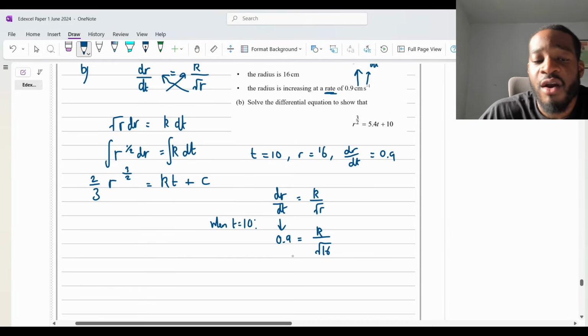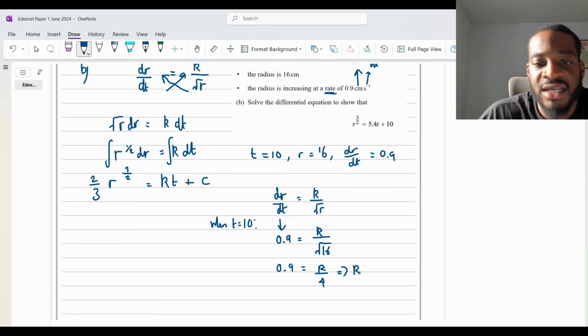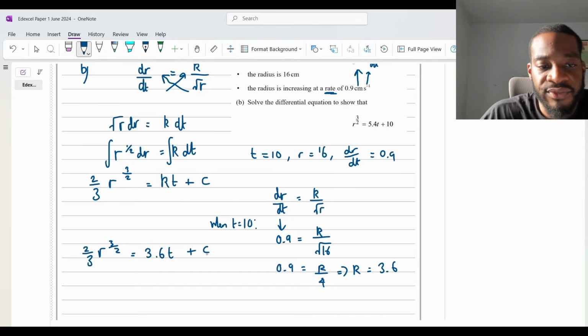And then from there, we can figure out what k is, because 0.9 is equal to k over 4, which means k times both sides by 4, 0.9 times 4 is 36 divided by 10, isn't it? So k is equal to 3.6. I can put that in there. So therefore, I can update this differential equation. It's going to be 2/3 r to the 3 over 2 is equal to 3.6t plus c.